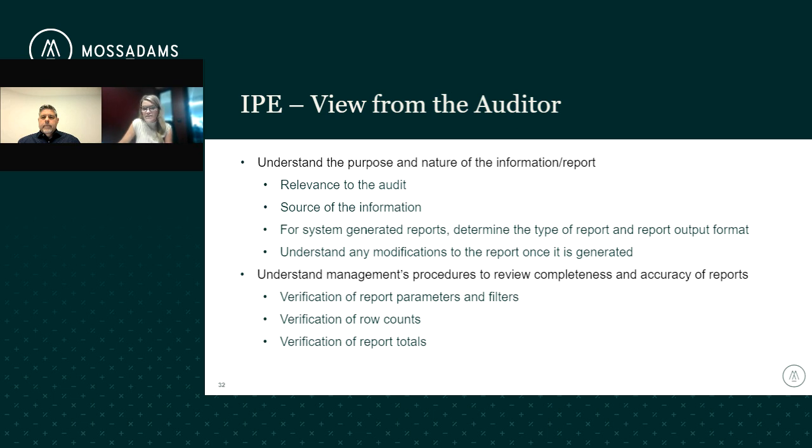We're looking to understand management's procedures to review completeness and accuracy of the report. So how are they verifying that it's the correct report, it was run for the right time period, any parameters or filters that were applied, that those were correct, report totals, row counts, things like that, procedures that management should be doing each and every time that IPE is used to confirm the CNA of the IPE.